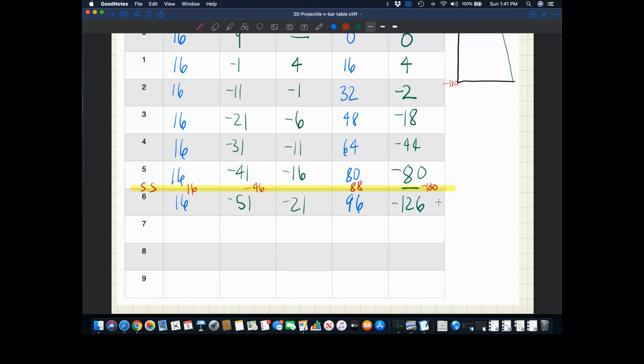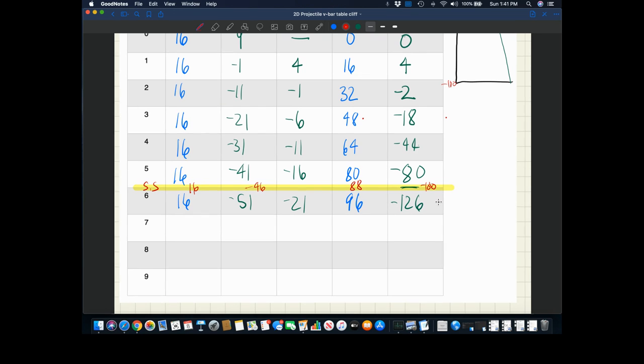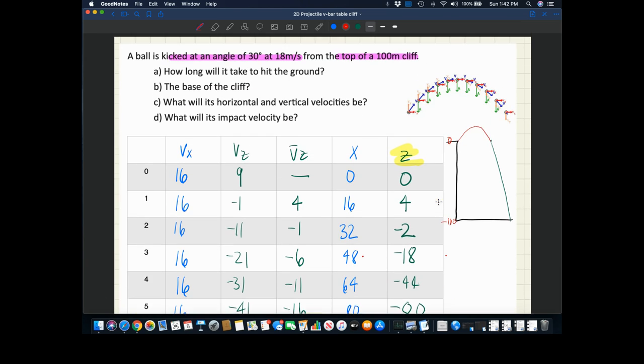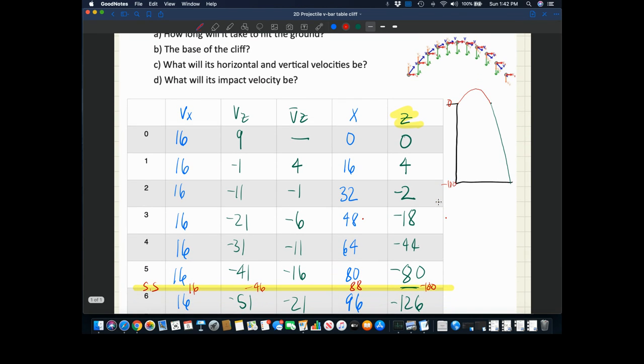So we've got estimates for, let's see which things we can give estimates for. How long will it take to hit the ground? We've got that estimate. That's about 5.5. How far will it be from the base of the cliff? We think that'll be about 88 meters. What will its horizontal and vertical velocities be? Well, we know Vx will be 16, and the Vz will be about minus 46.